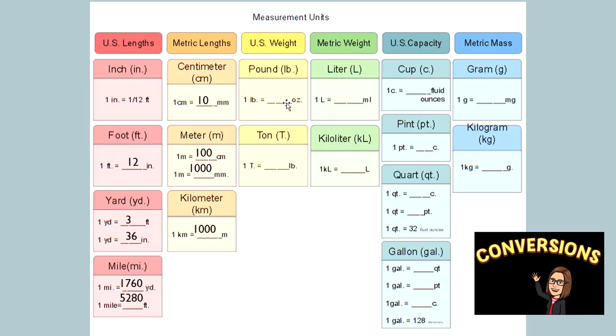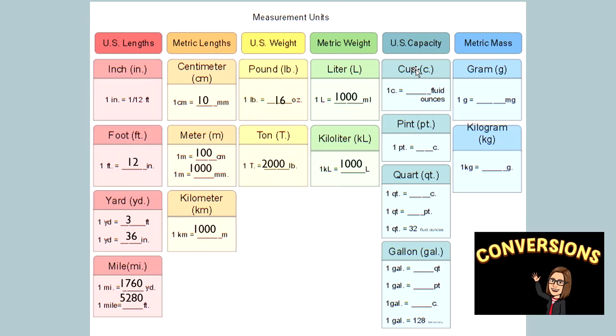Okay, let's go through the US weights. 1 pound is 16 ounces, and 1 ton is 2,000 pounds. It might be helpful to remember that 1 pound is 16 ounces. That's going to come up a lot. Now let's go to liters. It's going to be kind of the same thing. 1 meter is 1,000 millimeters, so 1 liter is going to be 1,000 milliliters. And 1 kilometer was 1,000 meters, so 1 kiloliter is 1,000 liters.